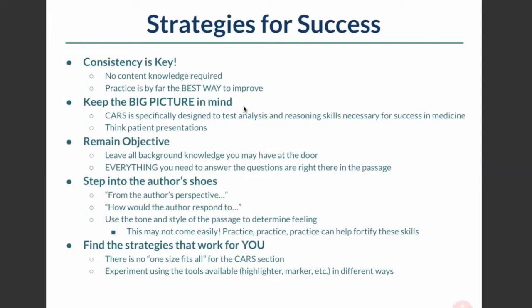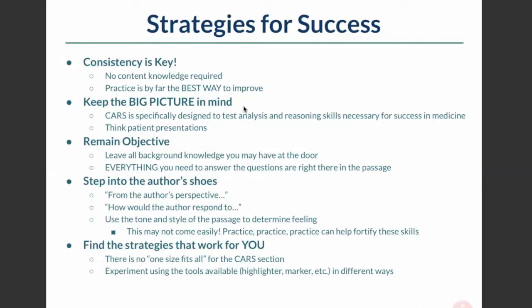Okay, so remaining objective is a point that ties into what I've already talked about, having some familiarity with certain passages you see. So if you come across a passage that you are really familiar with, it's also important to try and leave that outside context at the door and not take that into your problem solving with that passage on the MCAT. And the reason why is because sometimes your outside context can be confusing and actually impede your ability to understand the author's perspective.